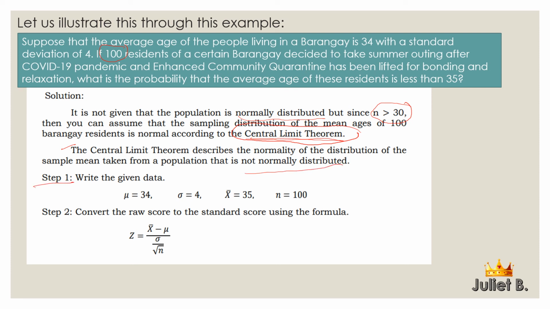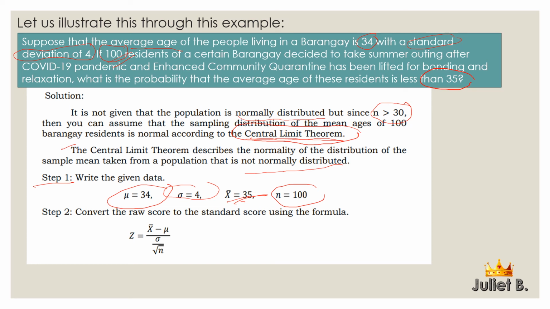Step number 1. Let us write all the given. Population mean is 34, nandito siya. The average age, ito siya. Standard deviation of 4. And then, we have here 35. So, the average age of this residence is less than 35. Ito yon. So, ito magiging sample mean natin. And then, our sample size is 100, kasi 100 residents ang kinuha mula sa population.